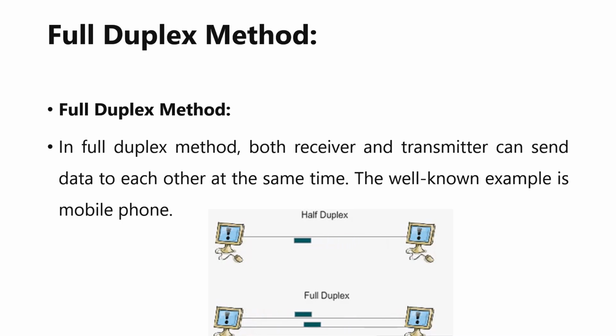Full duplex method. In the full duplex method, both receiver and transmitter can send data to each other at the same time. The well-known example is the mobile phone.